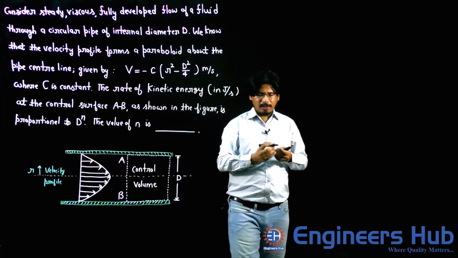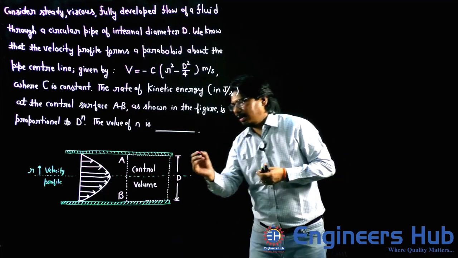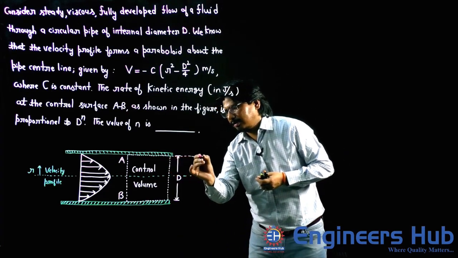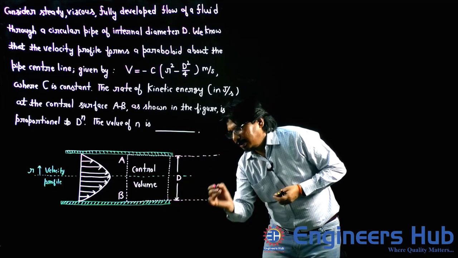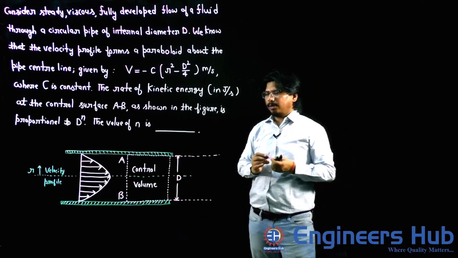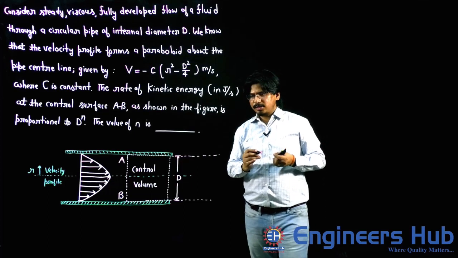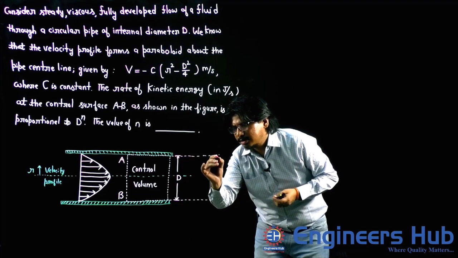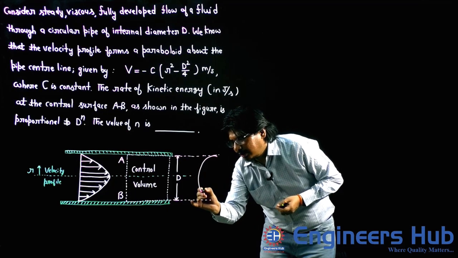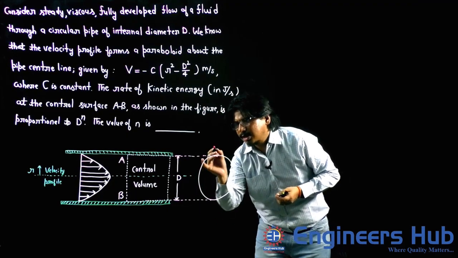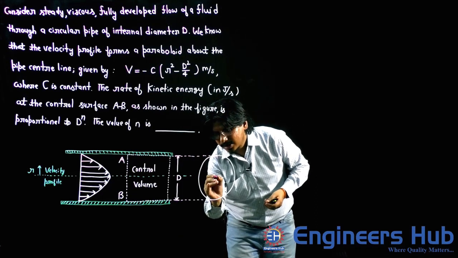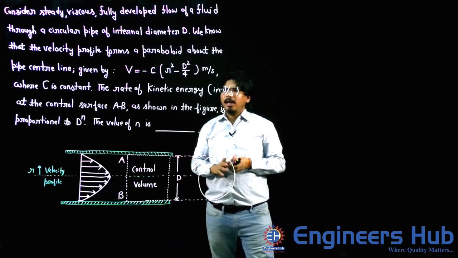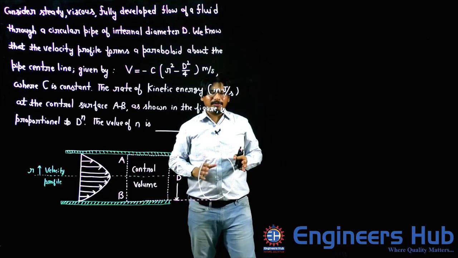So, my friends, let us see. If we see the side view, how the things will look like. If we see in side view, we will be seeing a circle which is having diameter capital D. Let me say this is the center. He is asking kinetic energy rate, my friends.